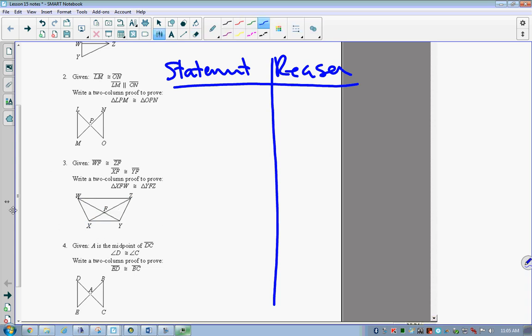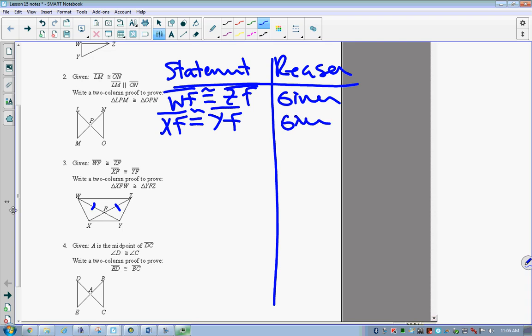All right, we know that WF is congruent to ZF. Why is that? Because it's given. So we got that right there. We know that XF is congruent to YF. Given. Yeah, some of these are just one-step deals, right? XF, YF. So what's the only thing I need to prove that those two triangles are congruent?